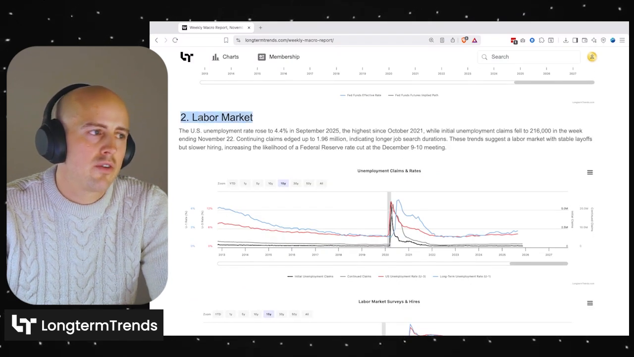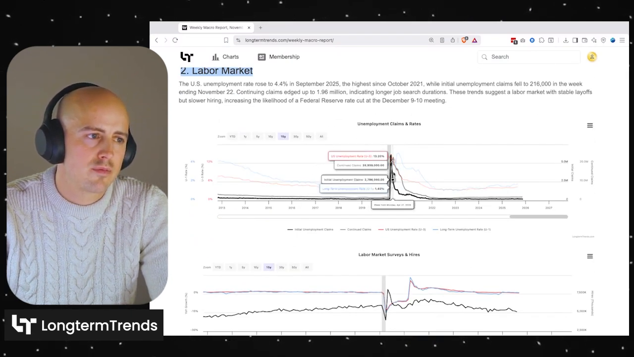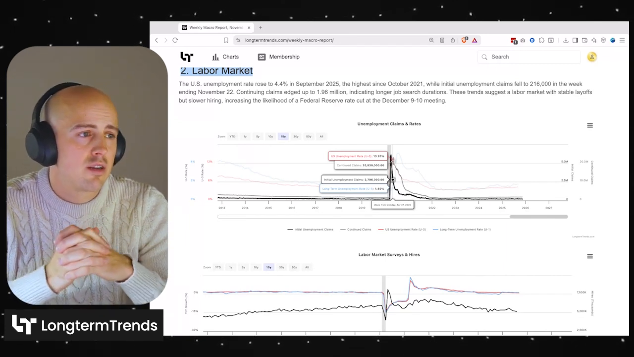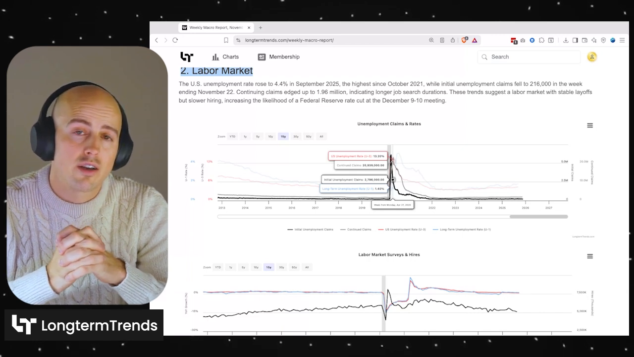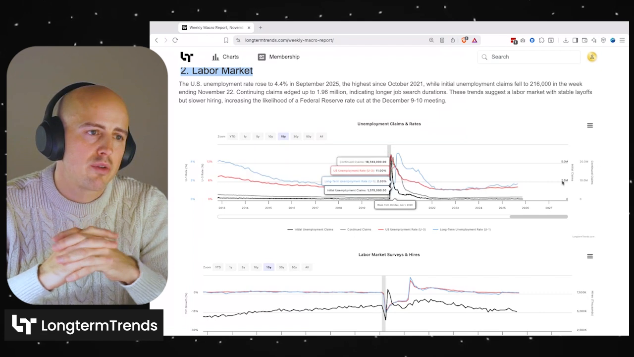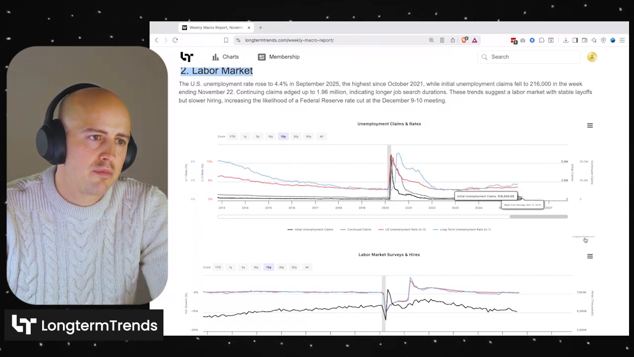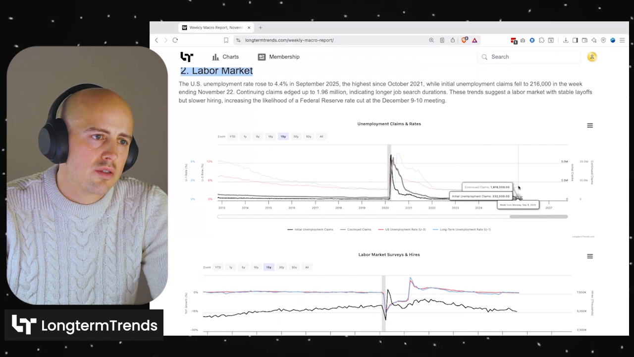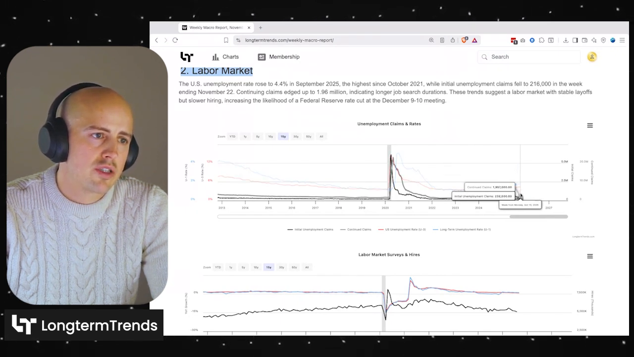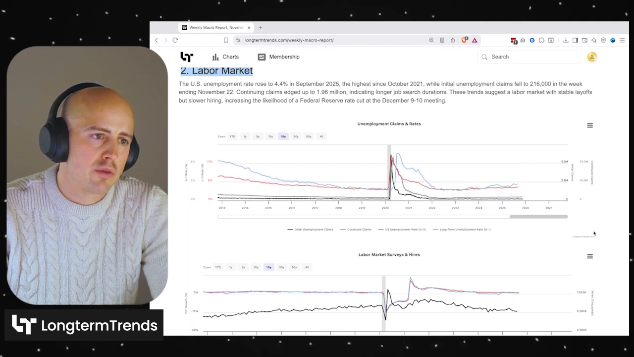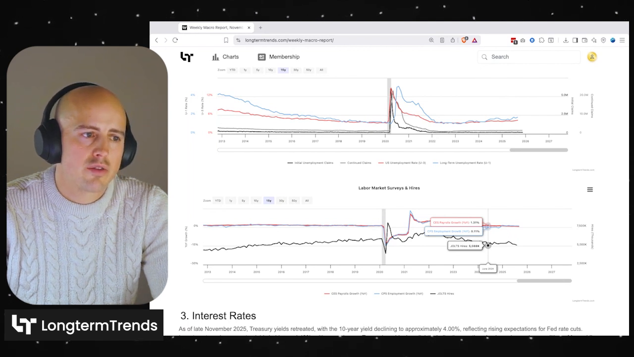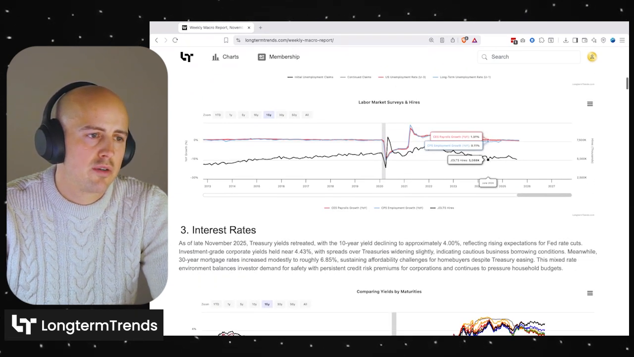Alright, now if we scroll down, the next section is on the labor market. We see four different series in this chart: the unemployment rate, initial unemployment claims, continued claims, and the long-term unemployment rate. Also because of the government shutdown, these two series are lagging, but initial unemployment claims were published throughout the government shutdown. And in this next one we also have the JOLTS hires number.